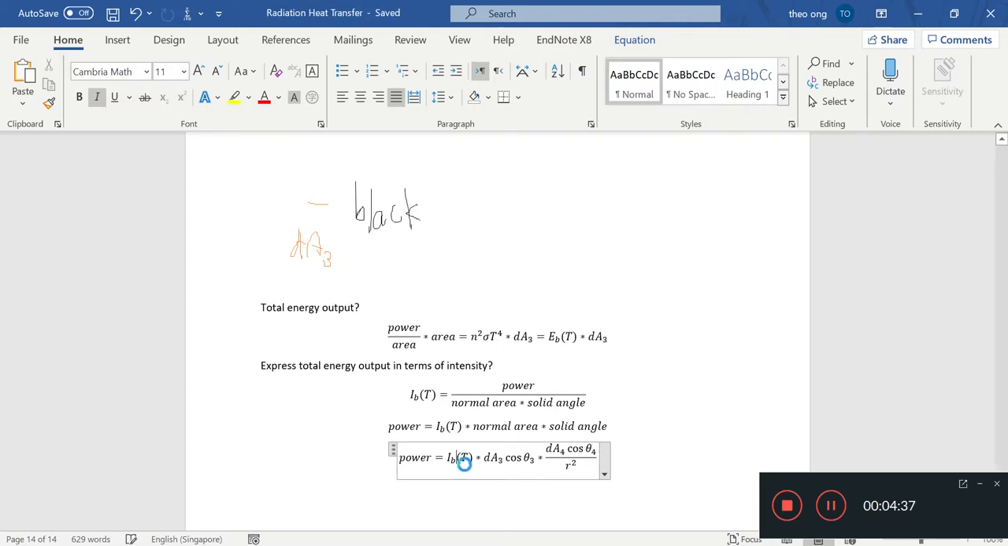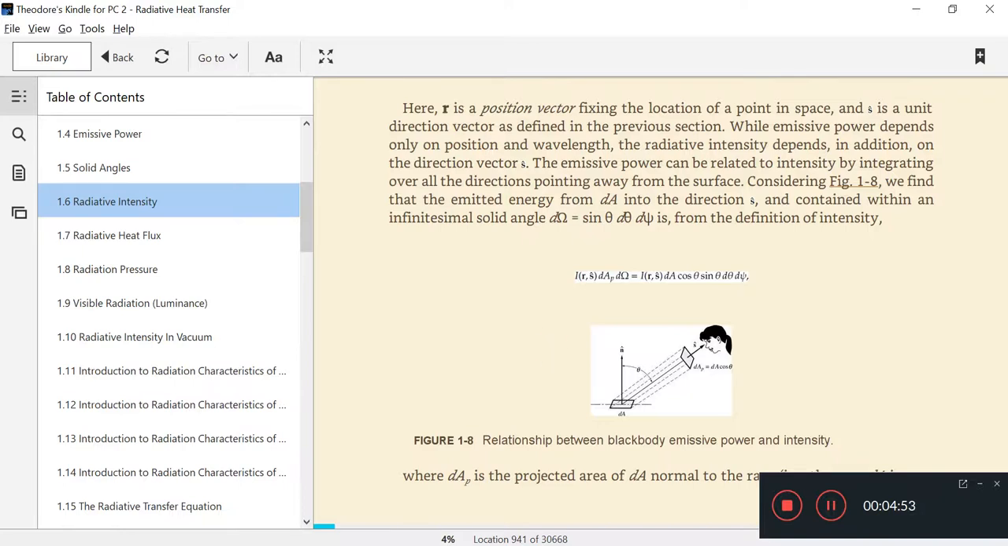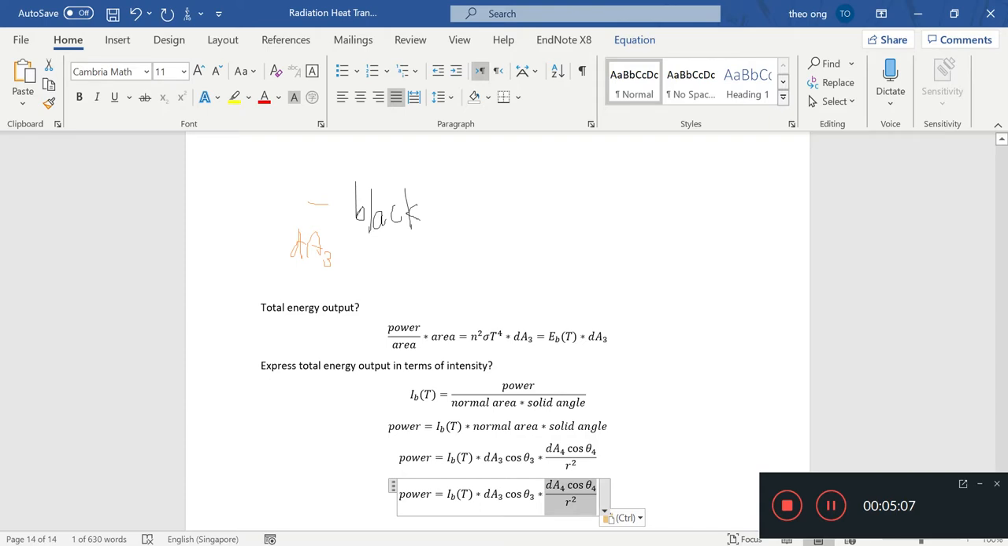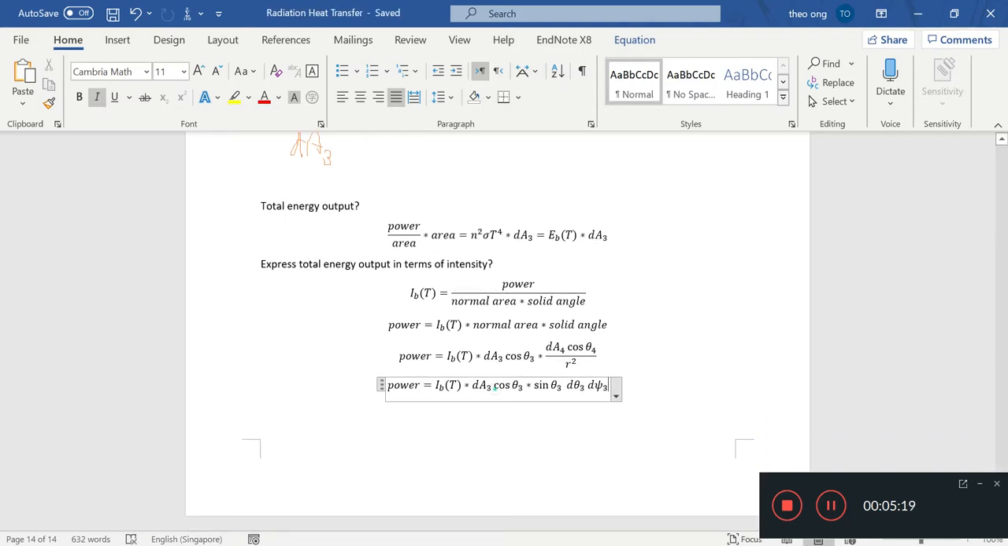What's another way to express this? If you're familiar with solid angles, then you should have this expression over here, as shown in the textbook: sine theta 3 d theta 3 d psi 3. You see d omega equals sine theta d theta d psi. In this case, theta is theta 3. So sine theta 3 d theta 3 d psi 3.